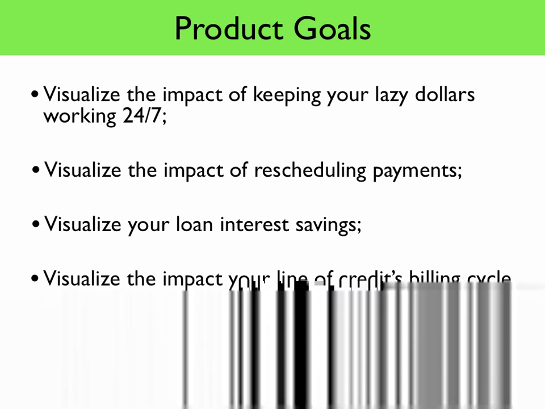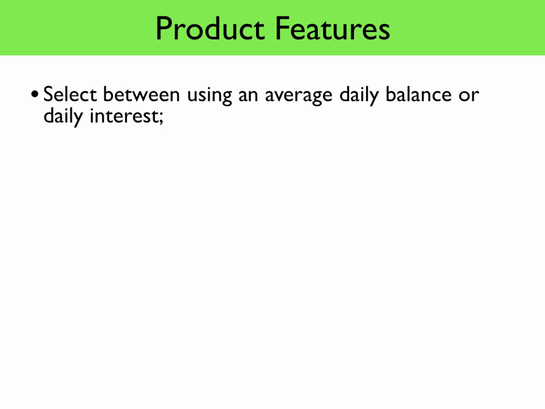Product features. First one is banks frequently use two different methodologies depending on the country you're from in calculating interest. In the United States, it's the average daily balance, and in Canada, they use the daily interest charge. See for each month over the next 12 months what your line of credit will look like.